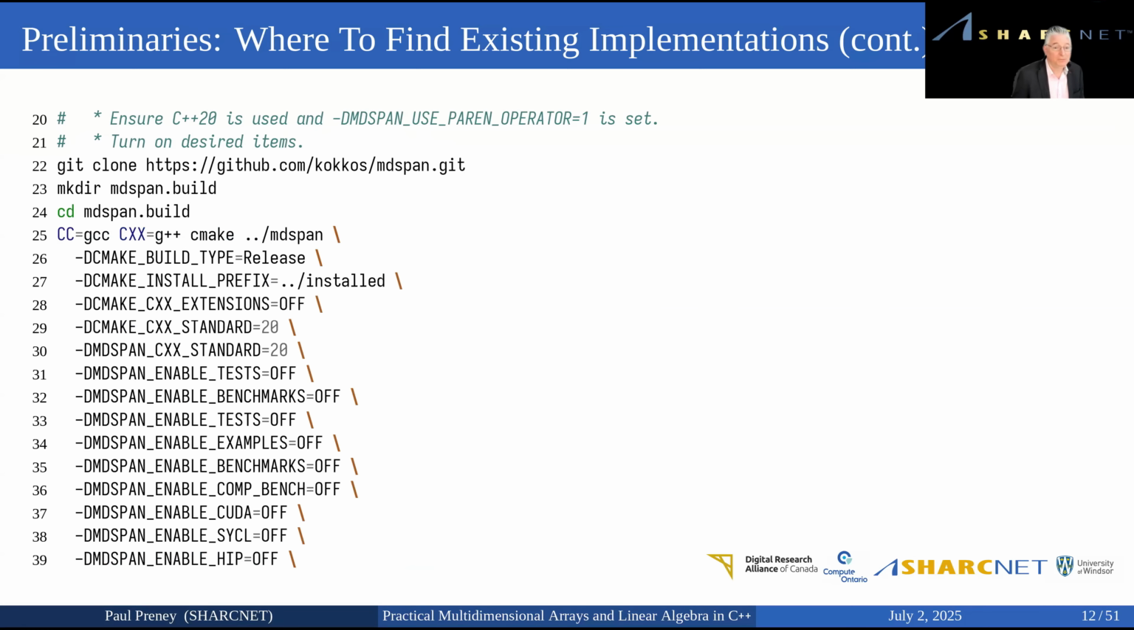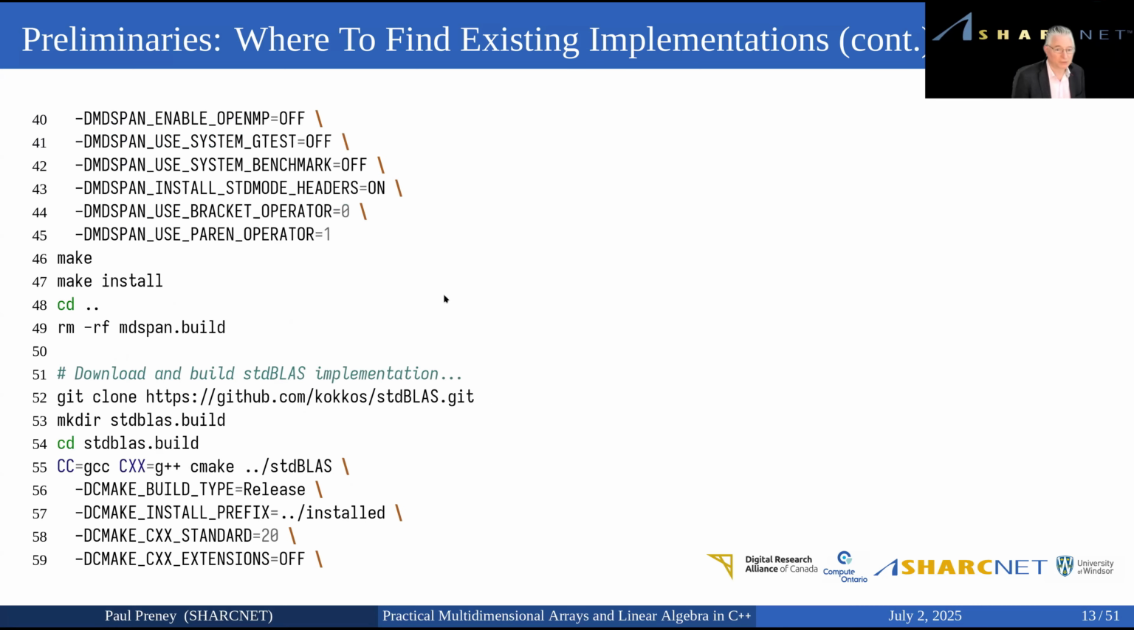Then you do the same for mdspan. Git clone mdspan. Make a build directory for it, specify your options. I set most of these to off. The only thing I will point out is make sure you use C++20. So if you're using GCC, for example, I'm using GCC here, then this will cause the round bracket stuff to work. Additionally, I still specified use paren operator.